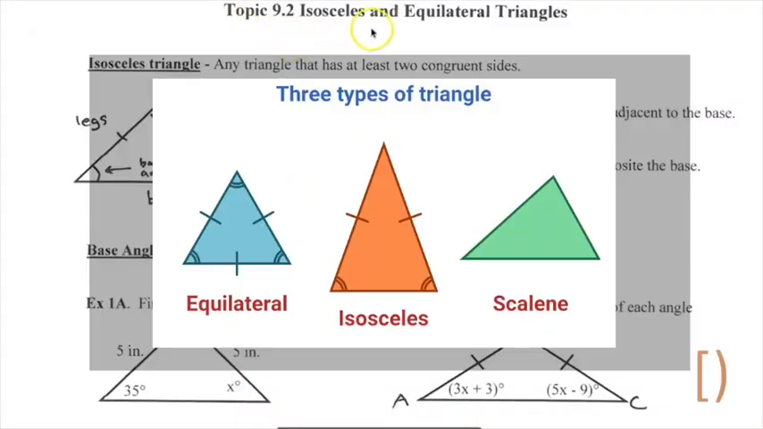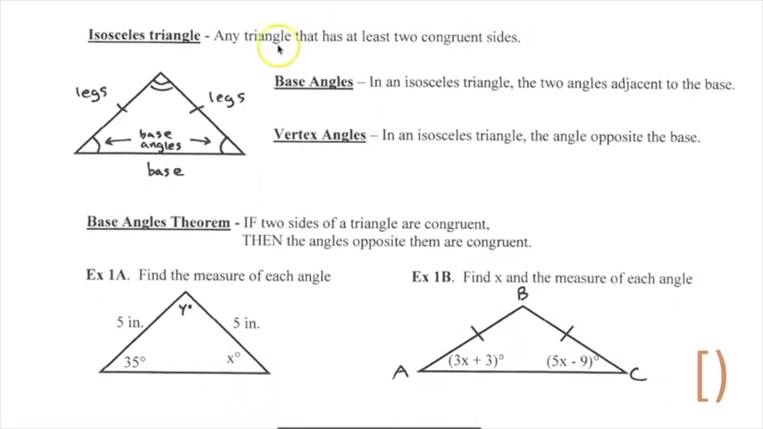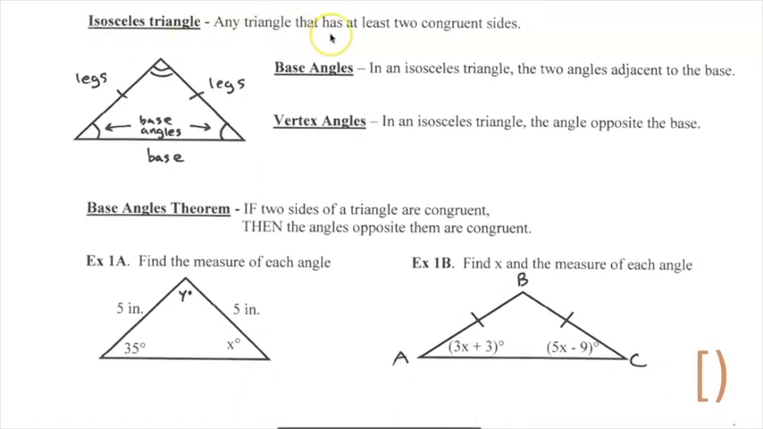In this lesson, I'm going to talk about isosceles and equilateral triangles. First, an isosceles triangle. It's any triangle that has at least two congruent sides. If you have two congruent sides, you're an isosceles triangle. And then the way we name it, the two congruent sides are called the legs, and the non-congruent side is called the base.